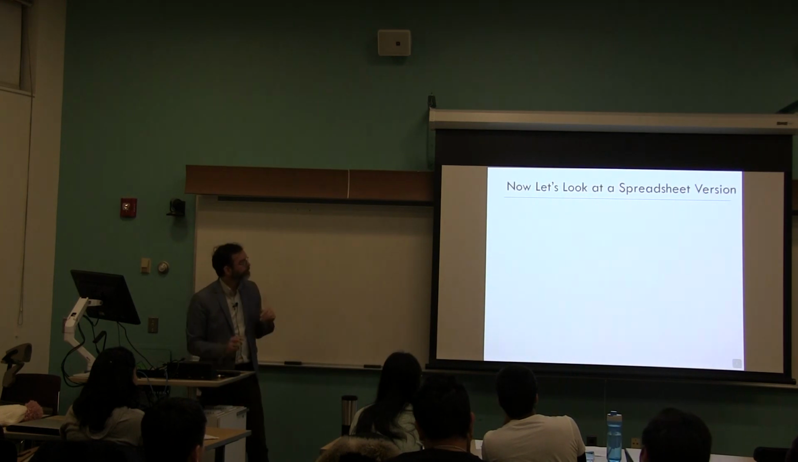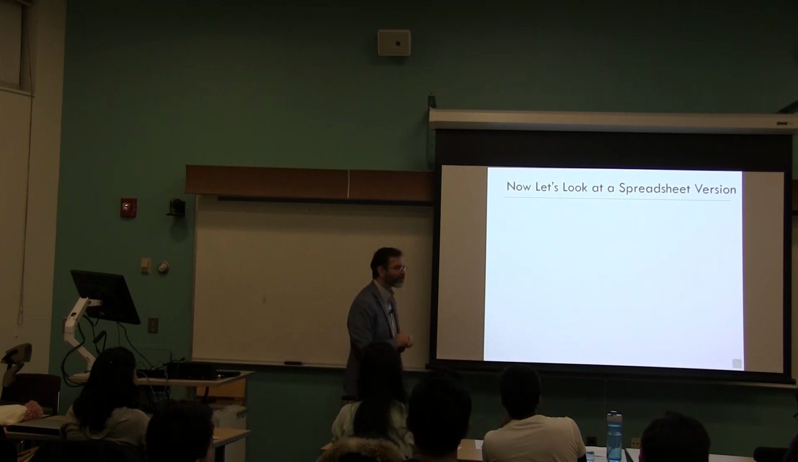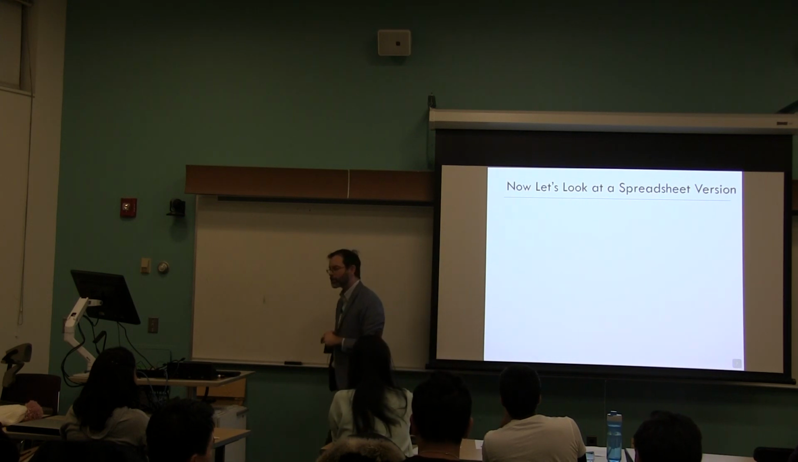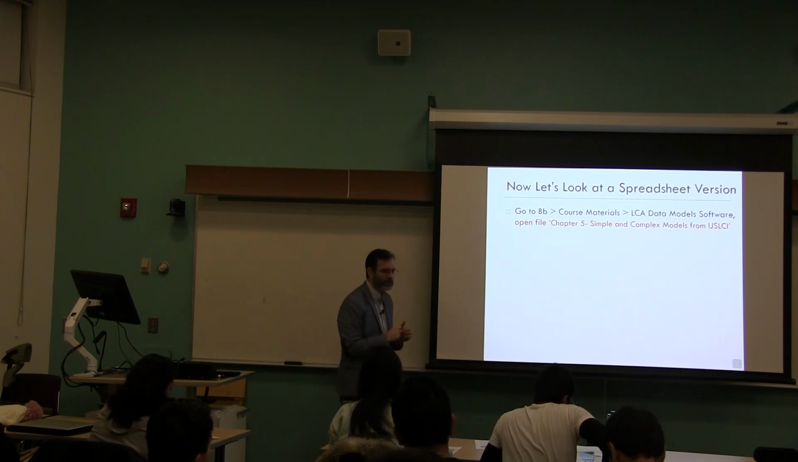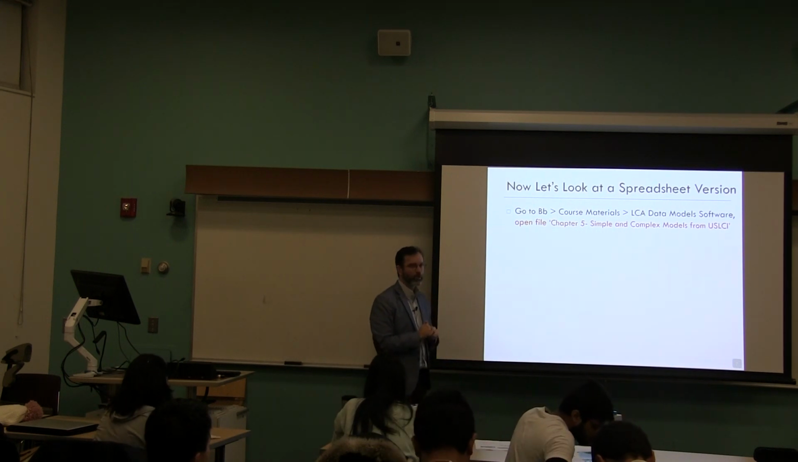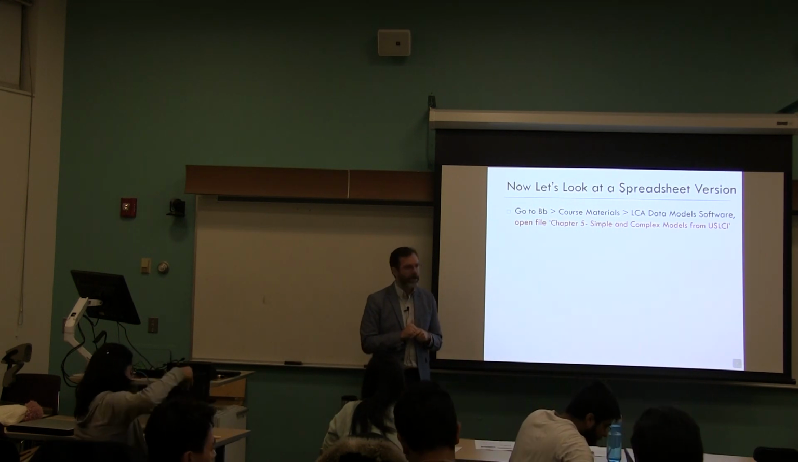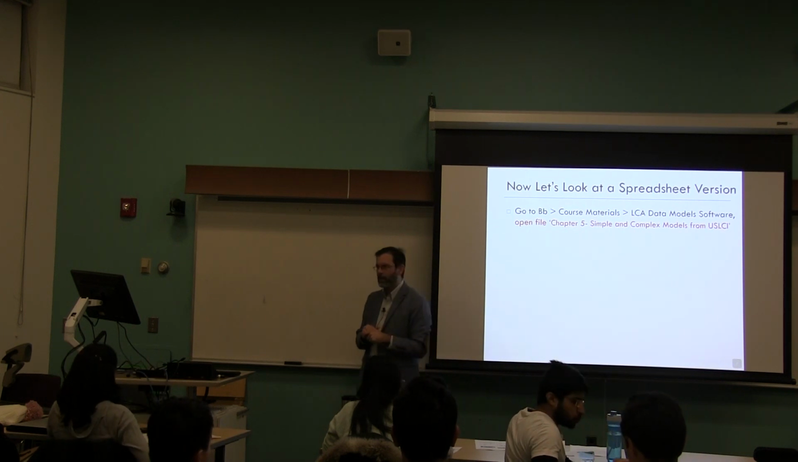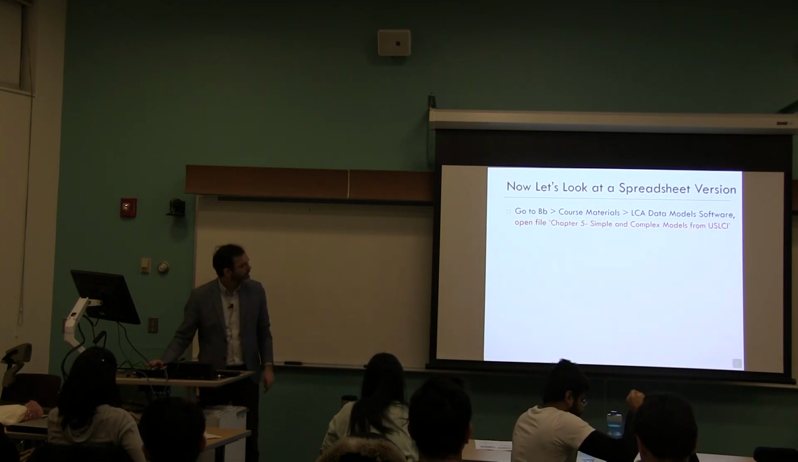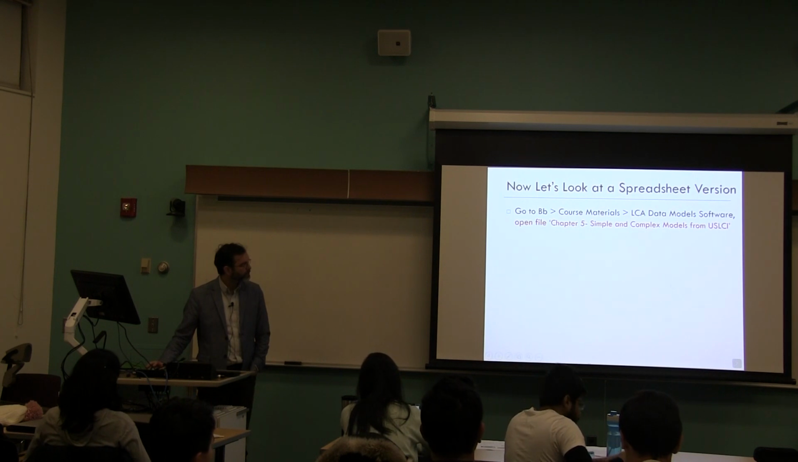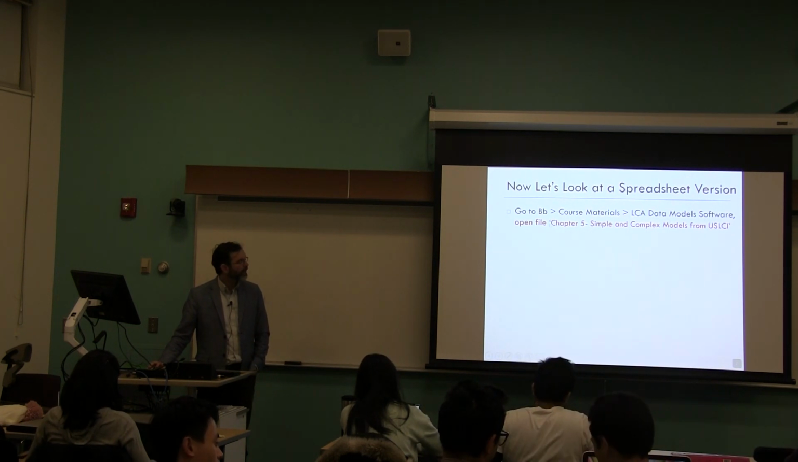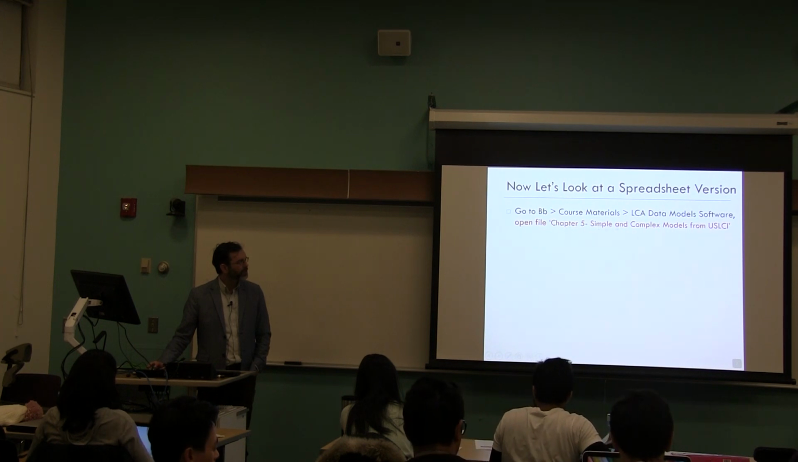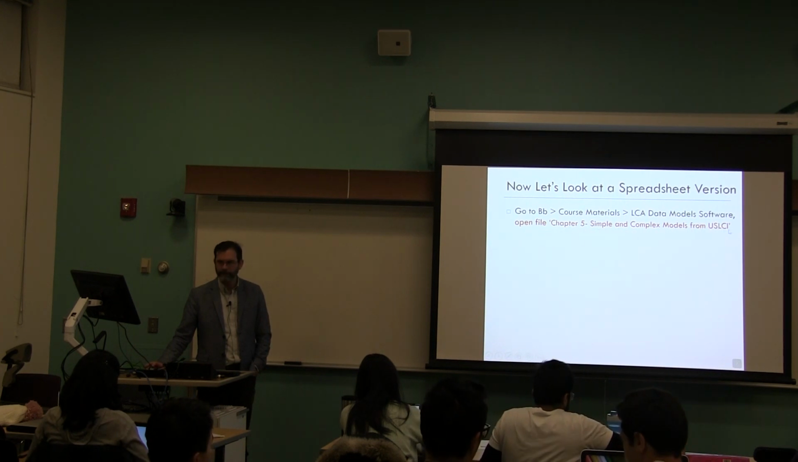Okay. Now we're going to look at a spreadsheet version of this. What I would like you to do is go to Blackboard. Please open your computer. You can work with somebody near you if you don't have a computer with you. I want you to open this file. It's under course materials in the LCA Data Models and Software folder. The file is called Chapter 5, Simple and Complex Models from US LCI.